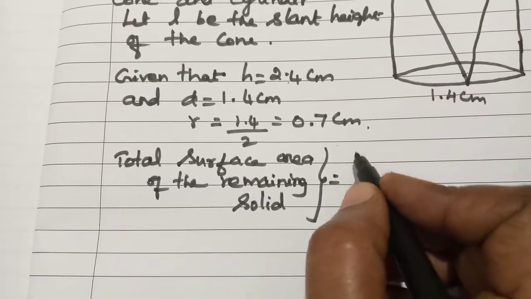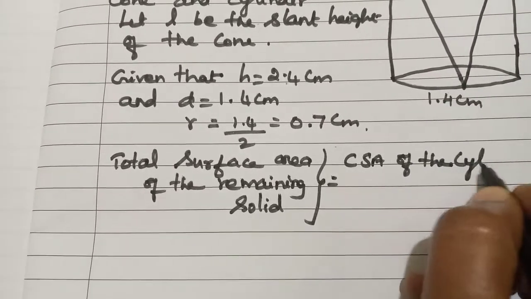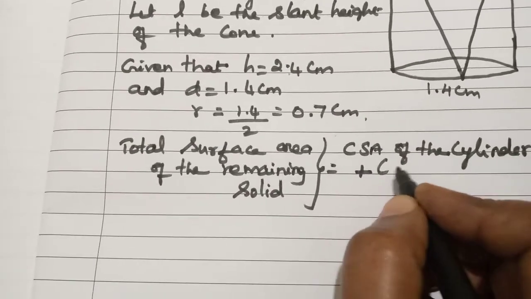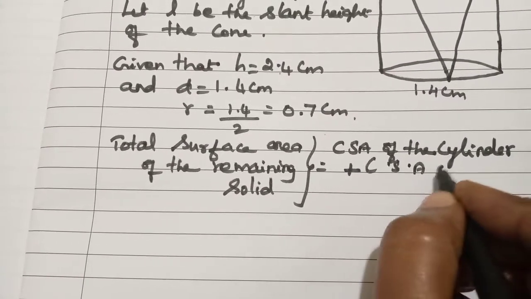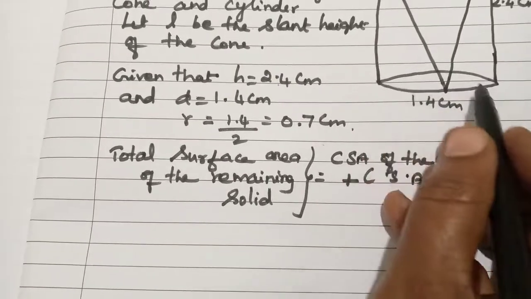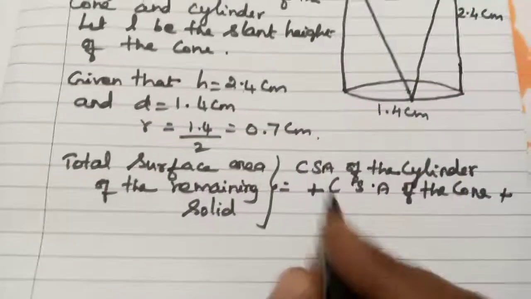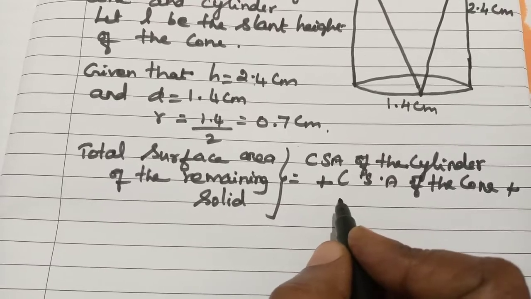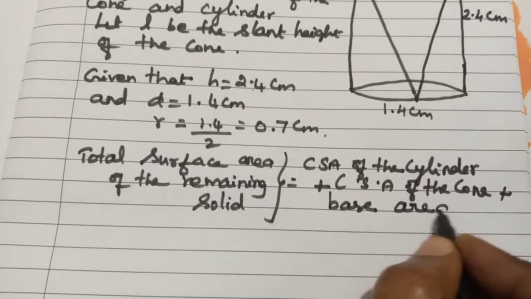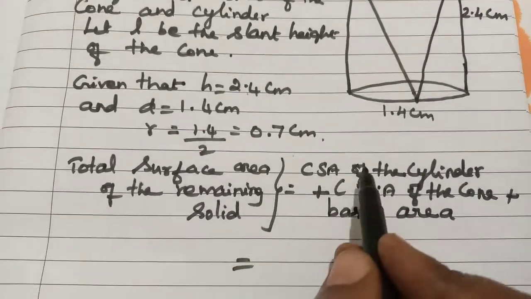CSA of the cylinder plus CSA of the cone plus this base area. Always TSA means CSA of the cylinder plus base area. So plus base area of the cylinder. Which is equal to, what is the CSA of the cylinder formula?